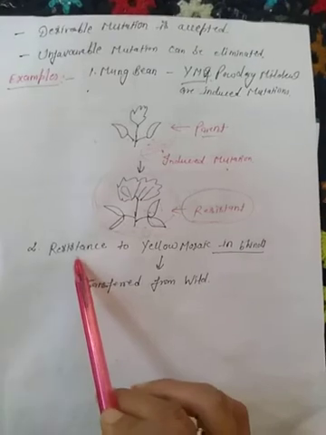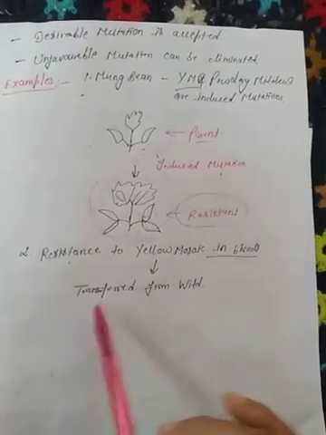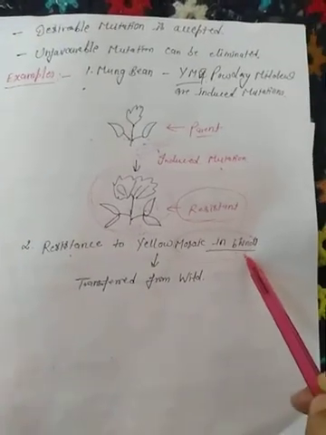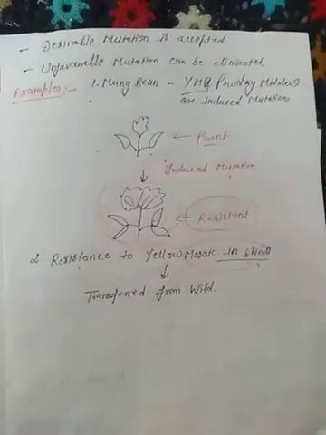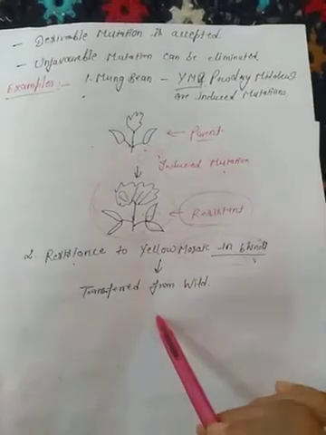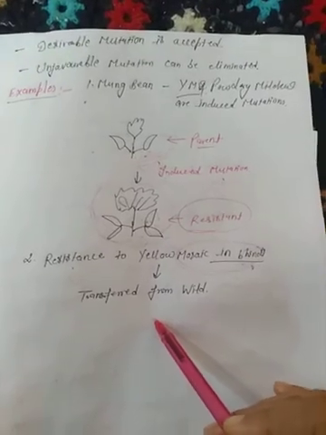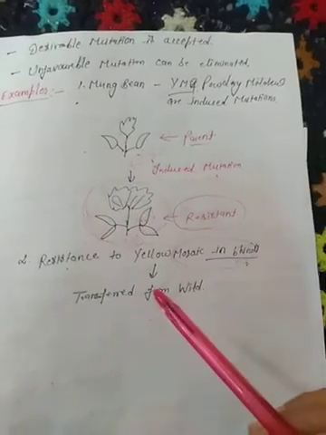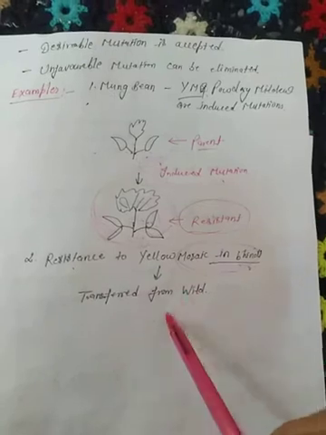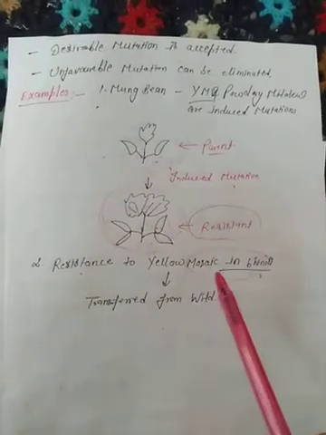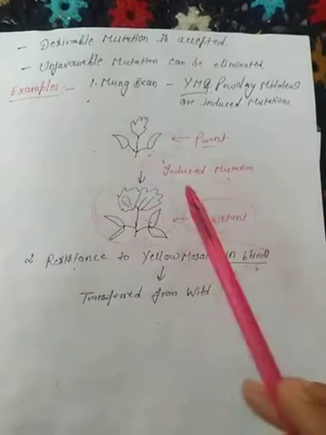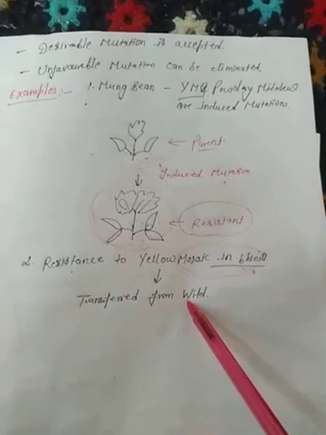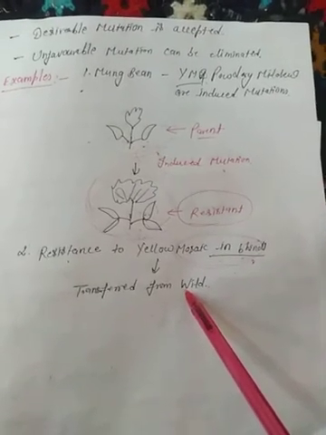Another example is given: resistance to yellow mosaic in bhindi transferred. Now this example is given, but this is not by mutation breeding. Actually, in nature, all the crops which we are domesticating nowadays came from wild relatives, wild varieties, and it is a fact that wild varieties of crops are more resistant towards these pathogens, and nowadays all the domesticated crops are more susceptible towards these pathogens, right?